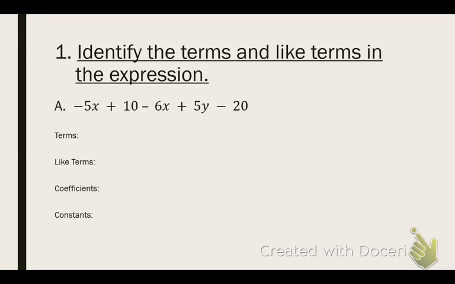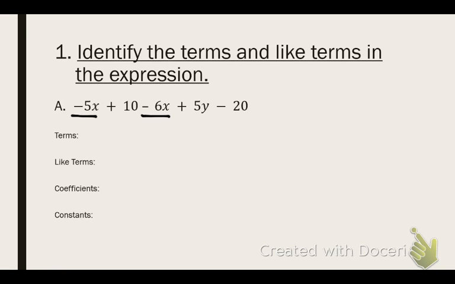It asks us here to identify the terms. That means find the terms and the like terms here in this expression. Is there anything else that you guys can see in the x family? Taylor, what do you see? Negative 6x. Good job. So let's underline that too. Is there anything else there in the original problem that's in the x family? Nope, that's it. Let's go on to something different.